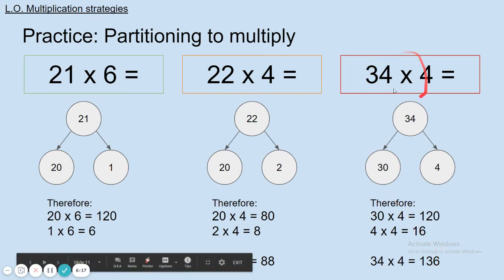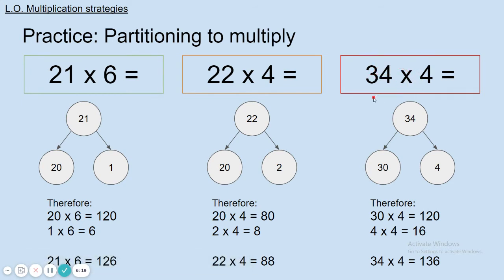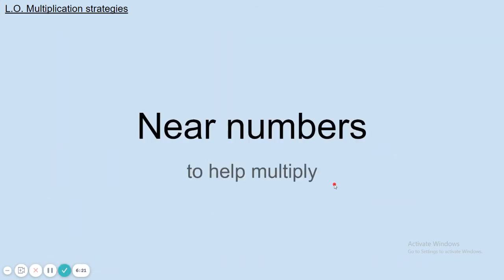So I bet you never thought you'd be doing 34 times 4 when you woke up this morning. And there you go. And then the last one, last little strategy. So we had the factor pairs, and we had the partitioning. And now the last one is near numbers, which I think is quite tricky, but sometimes it helps quite well. But I'm going to show you anyway.